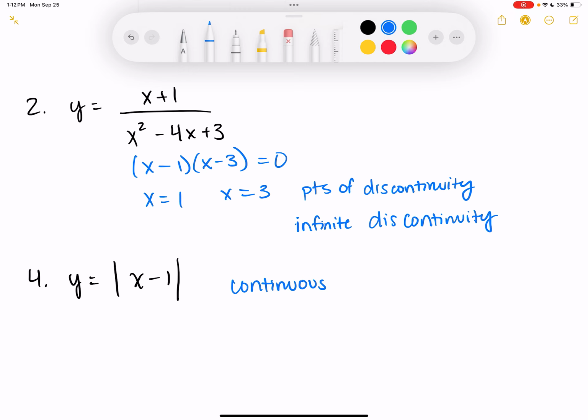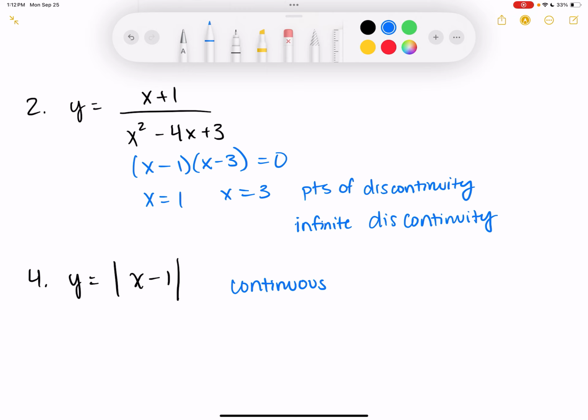Let's see. All right. Not a lot of good examples that are even. But we'll get more of the discontinuity stuff in a little bit.